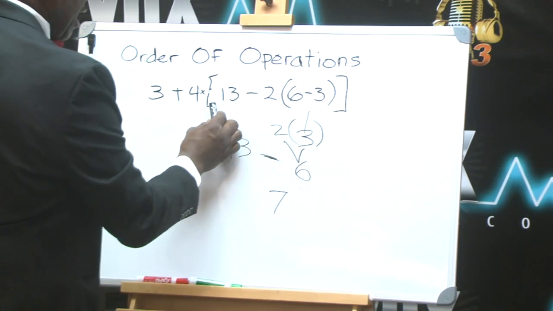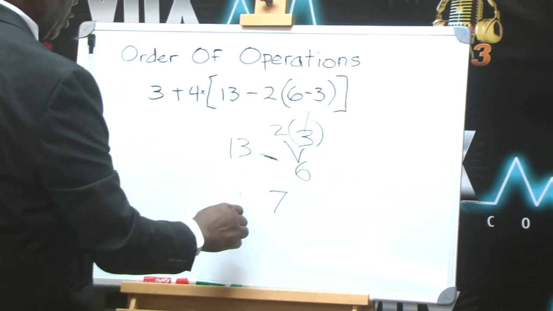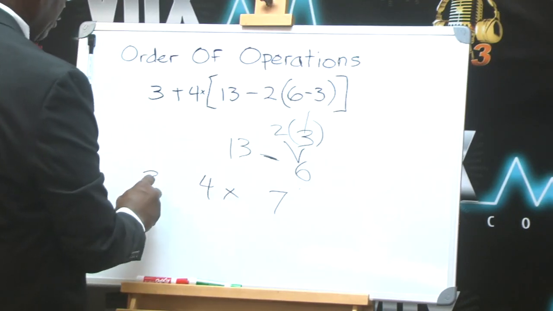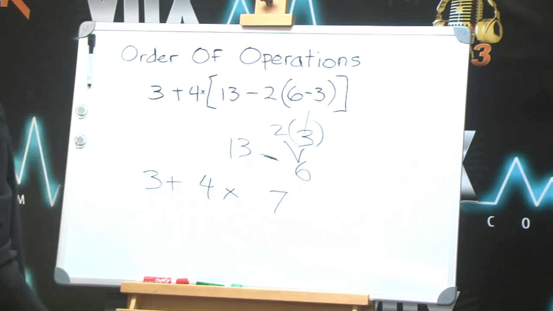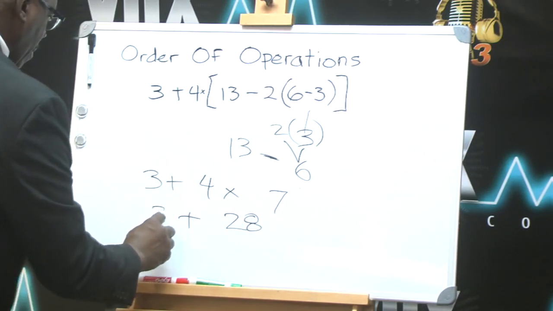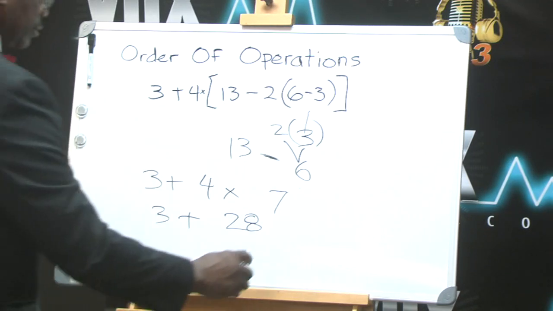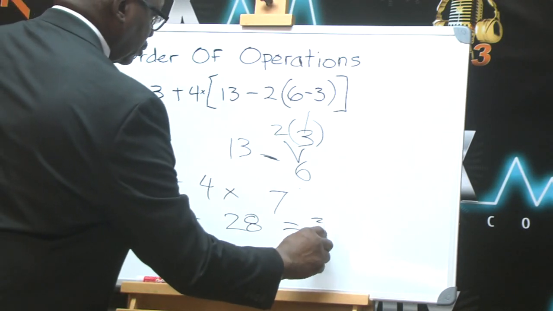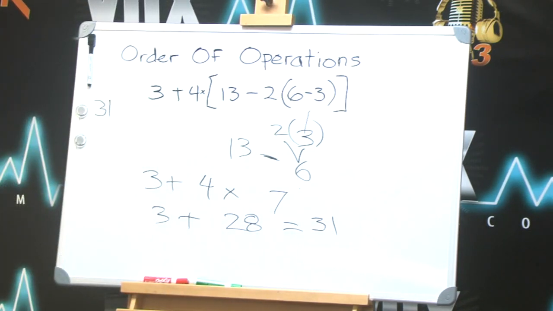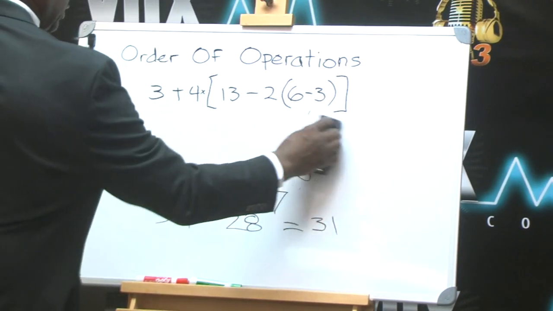We've taken care of everything that's inside this bracket, and we're left with this 4 times 7, and out here plus 3. So again, what do we do next from left to right? Multiplication. 4 times 7 is 28. And 3 plus 28 is 31. So we're going to write 31 over here. That's our answer.